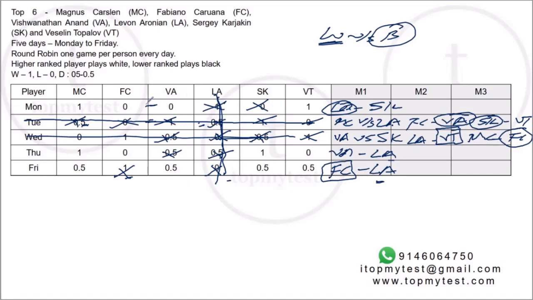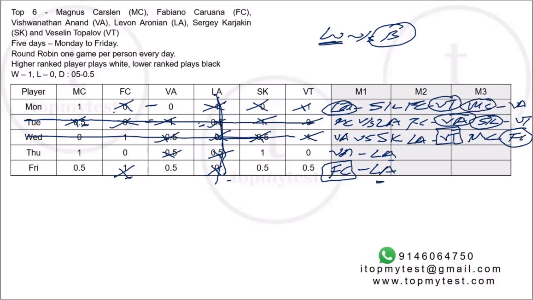Now let's continue with FC. We have taken care of 3 of his matches. Now FC can play. MC has already played on Wednesday. So FC cannot play MC on Monday. He cannot play VA because both of them lost. So the only one he can play would be VT. He will play VT on Monday. So FC versus VT, and VT will win that match. Which means MC will play VA on Monday and beat him.